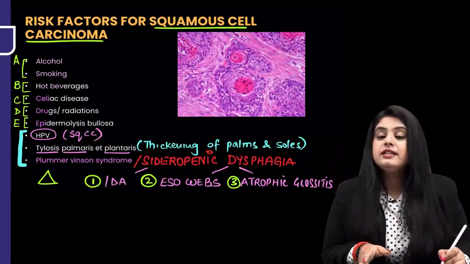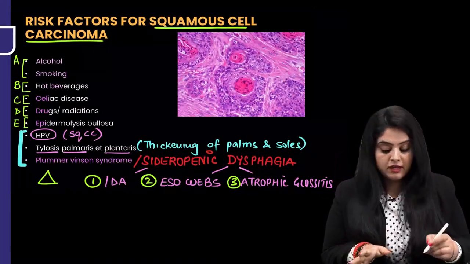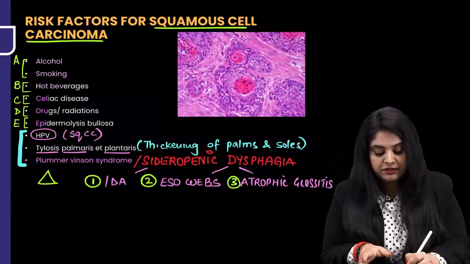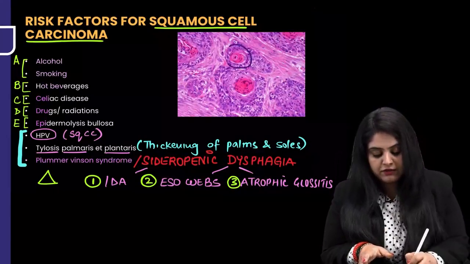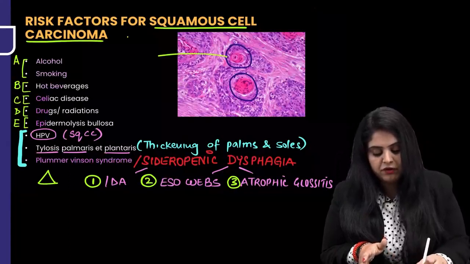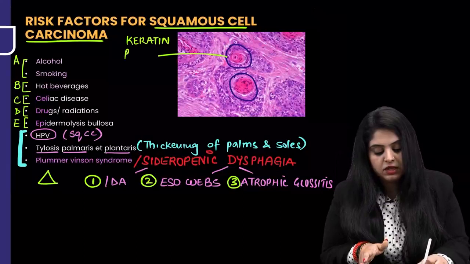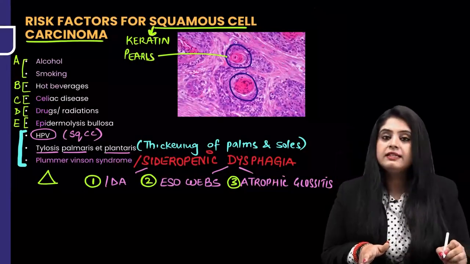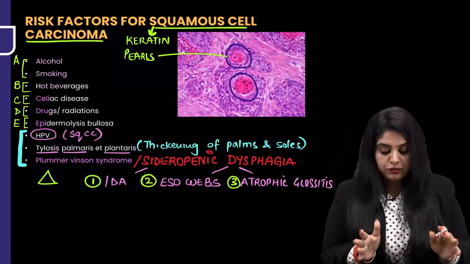How do you identify any squamous cell carcinoma in the body? There's a trick of identifying each and every squamous cell carcinoma in the body, and that is with the help of keratin pearls. Any SCC in the body, you shall identify with the help of keratin pearls, right? This was about squamous cell.